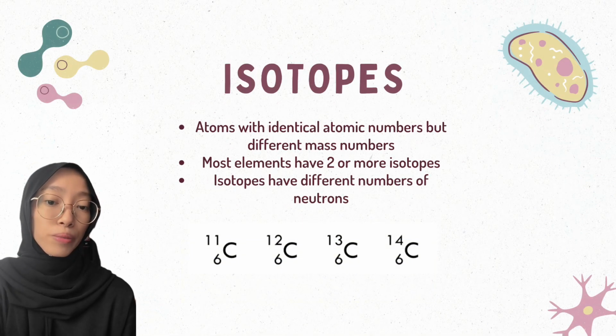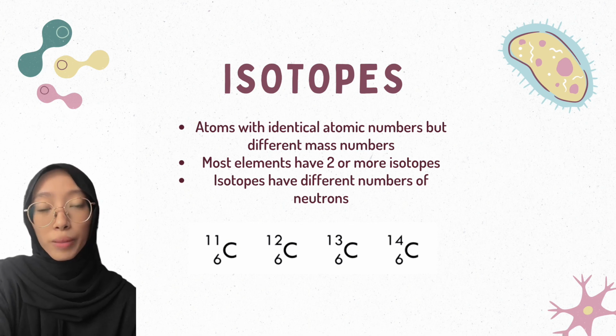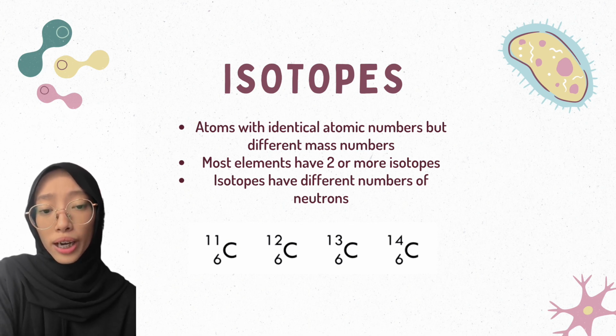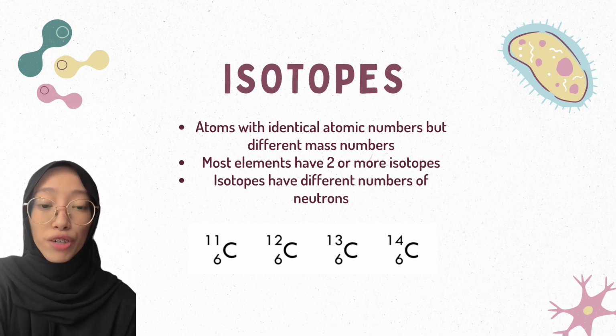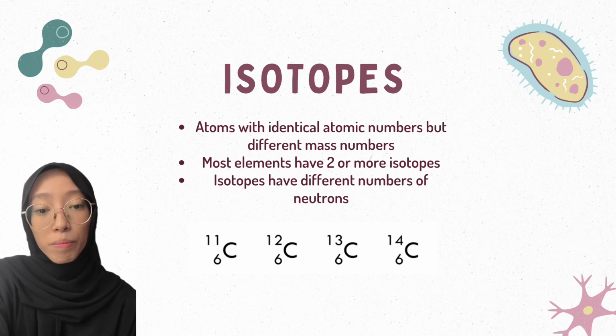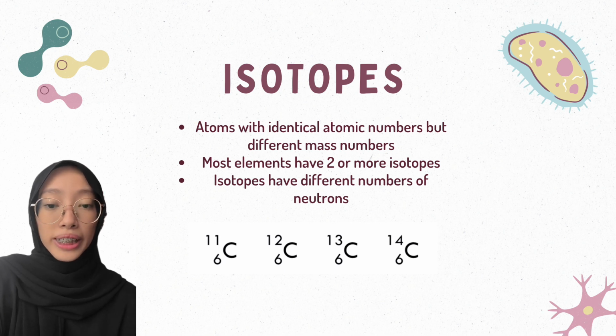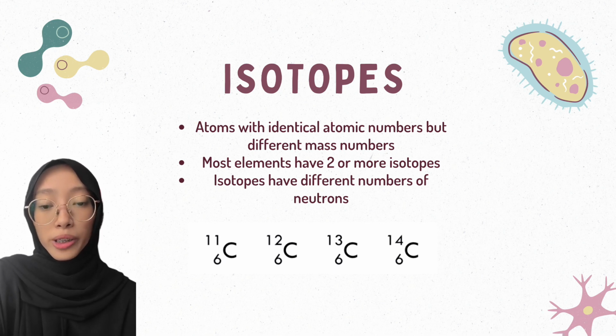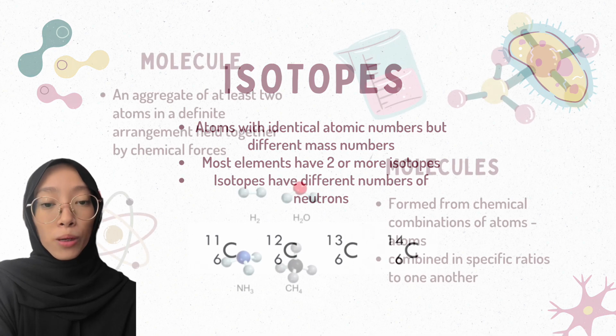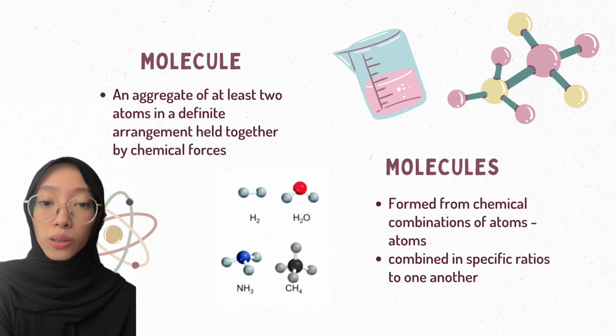Next, isotopes are atoms with identical atomic numbers but different mass numbers. Most elements have two or more isotopes. Isotopes have different numbers of neutrons. They have similar chemistries, forming the same type of compounds and displaying similar reactivities. For example, the element C has the same atomic number, which is 6, but different mass numbers, which are 11, 12, 13, and 14.